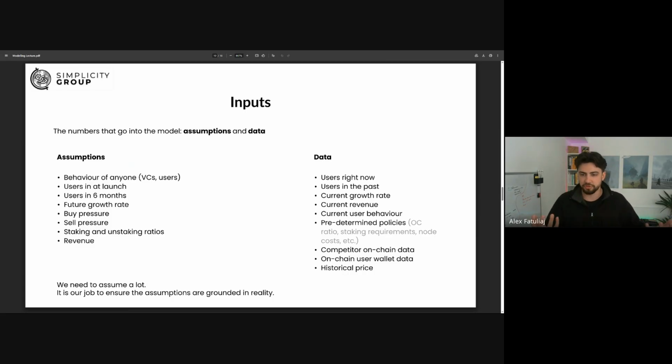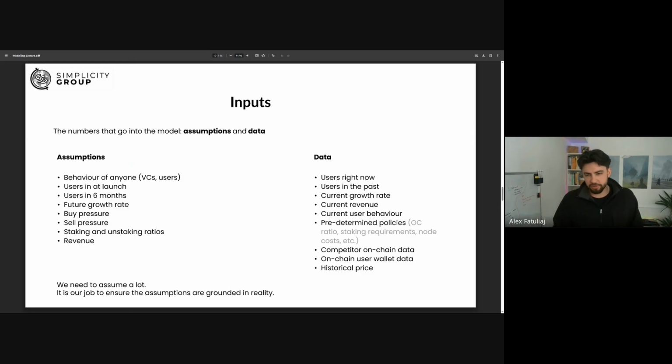Those are up to you. You literally input a number. That's what the people are going to use. So that number is, of course, data, right? It's hard locked. It is what it is, compared to on-chain data, on-chain user wallet data, historical price. And we'll go into an example here in a second.